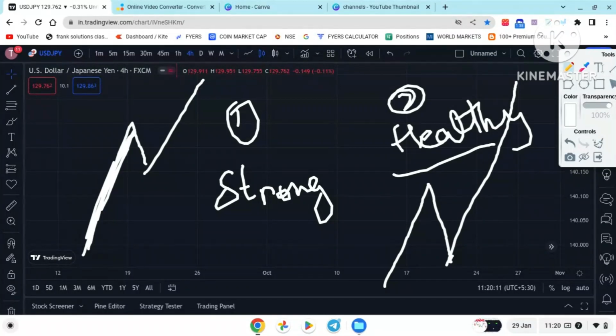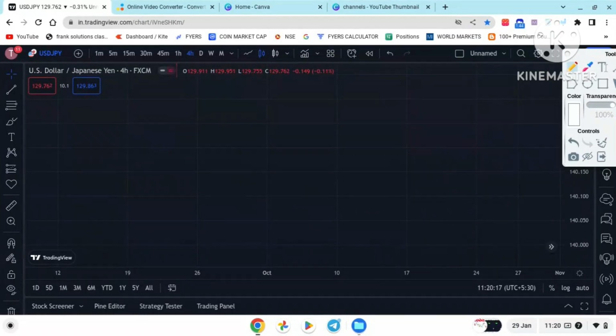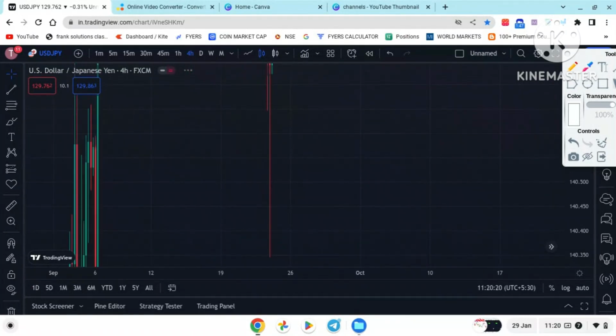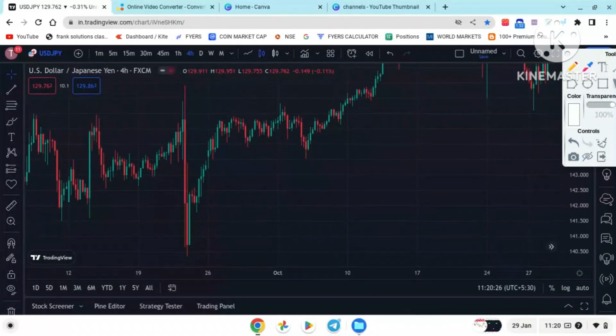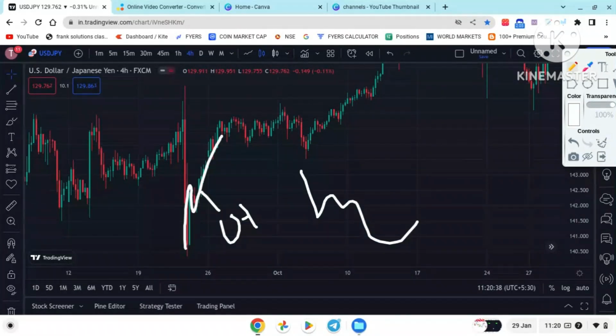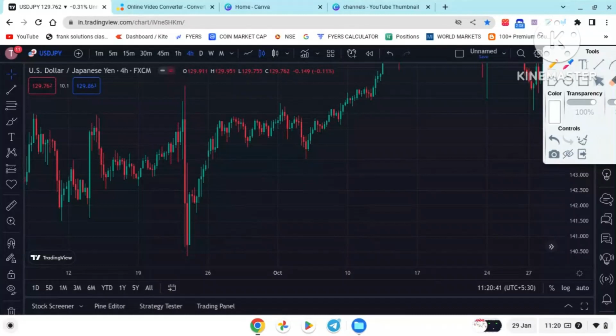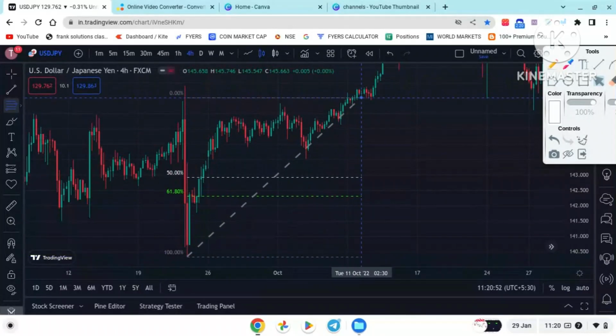Our main focus will be on how to trade the pullbacks. Let me show you an example. Let's say we have a trend. What is a trend? A trend is something that has higher lows and higher highs. This is called an uptrend. And the trend which has lower highs and lower lows, we call a downtrend. So this is an uptrend. What we will do is mark the Fibonacci from the bottom of the trend to the top of the trend.